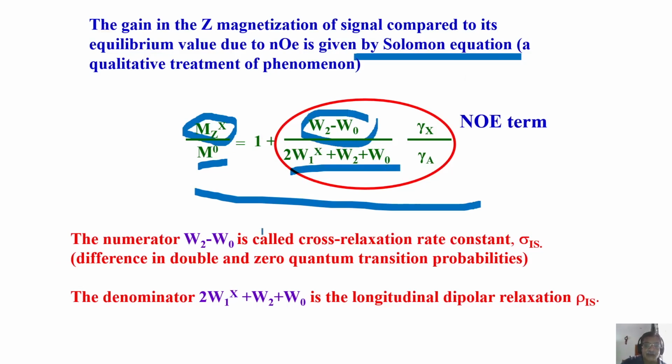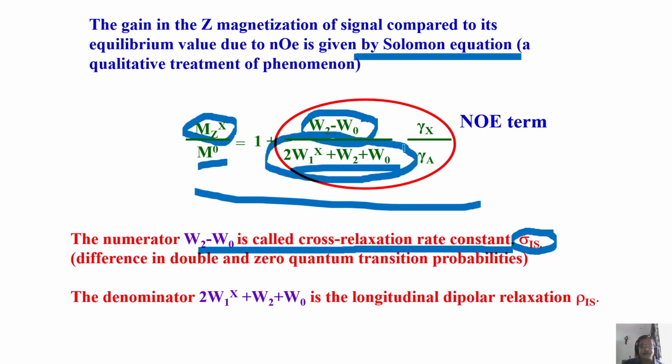The numerator W2 minus W0 is called the cross relaxation rate or cross relaxation constant, denoted as sigma IS. Don't worry, this is the difference between the double quantum and zero quantum pathways. The denominator here is the sum of all the 3. This is called longitudinal dipolar relaxation. This is cross relaxation, this is dipolar relaxation.